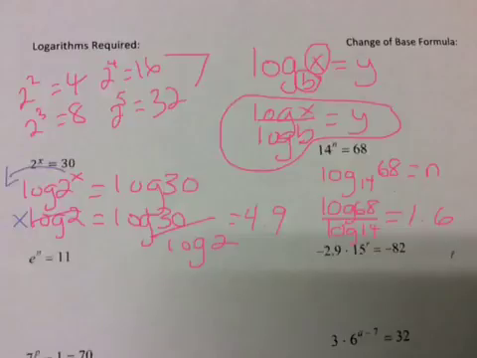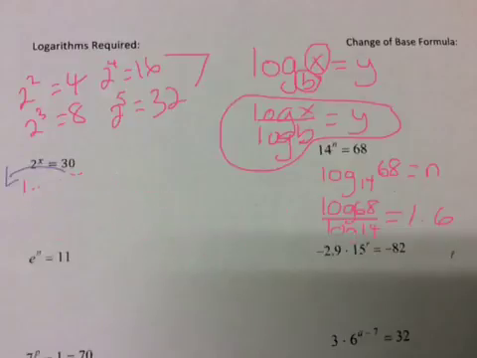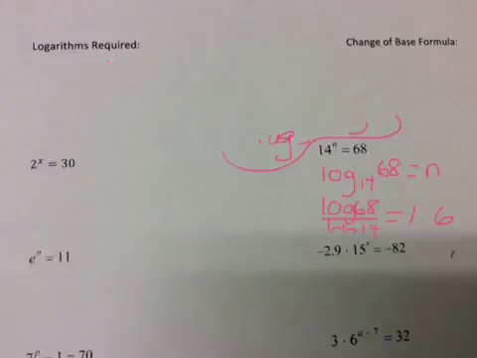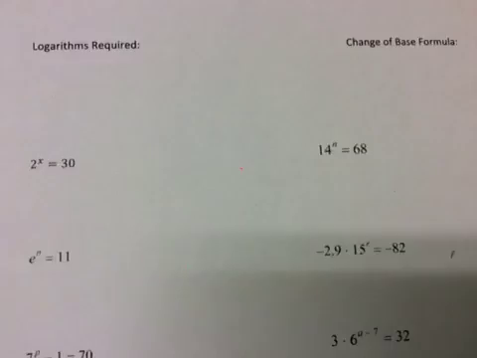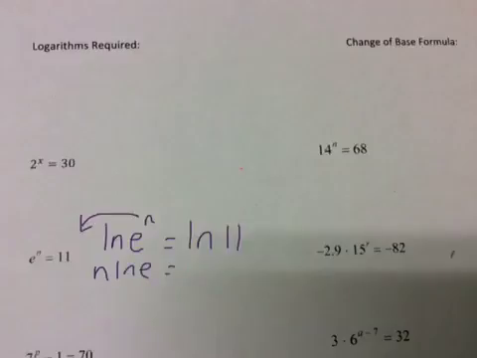I'm going to erase a bunch of this stuff because I need a little more room here. Okay, e to the power of n. Let's change colors here. So when we have e, the easier thing to do, we could take the log of both sides, but since we have e, we're going to take the natural log of both sides. So I'm going to have ln e to the power of n equals ln of 11. So move that n to the front. So n times ln of e equals ln of 11.